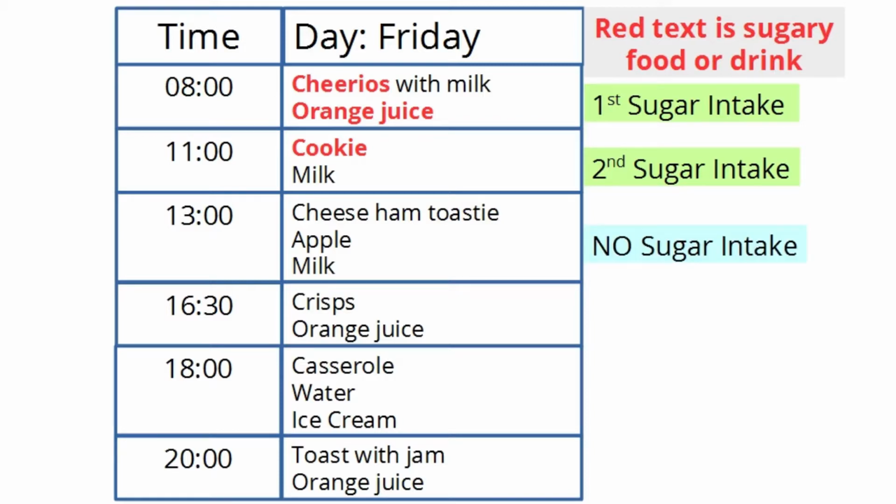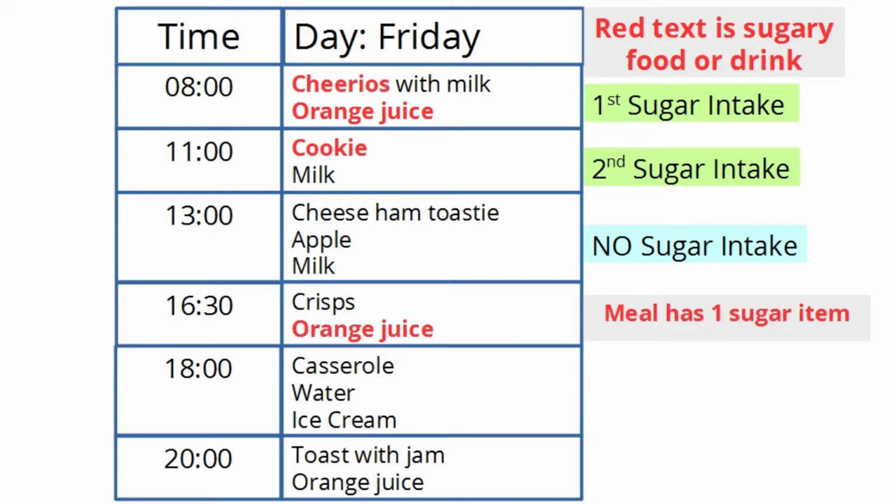The 1 p.m. meal of cheese ham toasty, apple, and milk has how many sugar items? There are no sugar items for this meal, so there is no sugar intake for this meal.